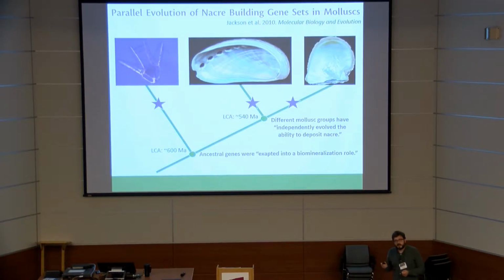But crucially, the genes involved in biomineralization that they do share are also shared with the distantly related sea urchin. This is a deuterostome, a completely different part of the animal tree. So they suggested that ancestral genes were independently exapted into a biomineralization role in these disparate organisms. This has been termed the biomineralization toolkit hypothesis, whereby a common set of ancestral genes was independently exapted into building skeletons in different lineages at the same time.